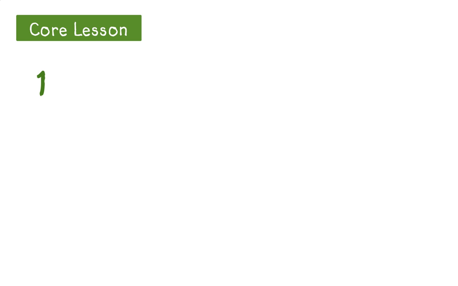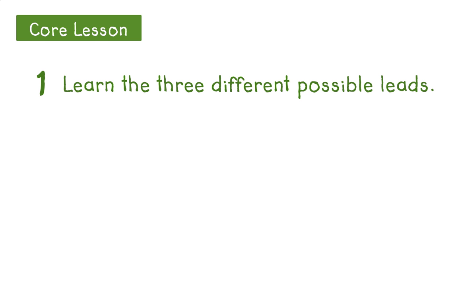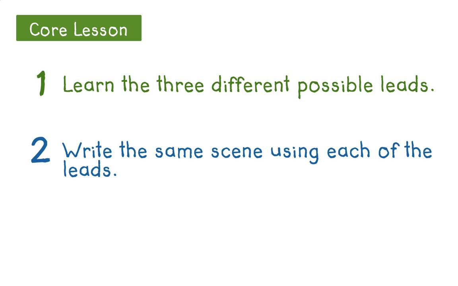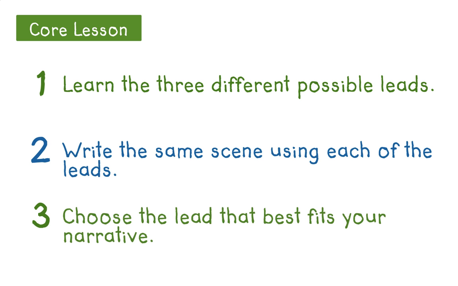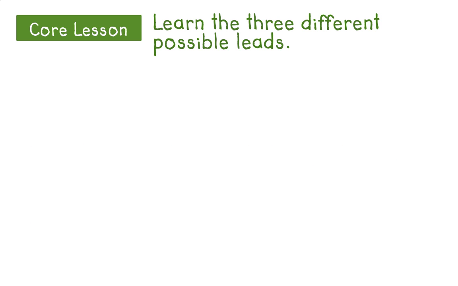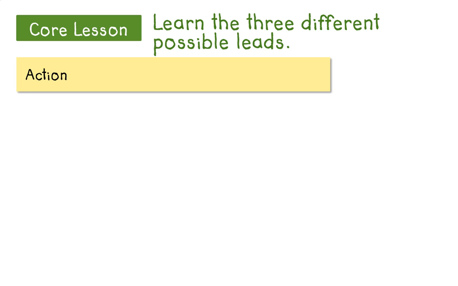We will achieve today's objective in 3 steps. First, we will learn the 3 different possible leads. Second, we will write the same scene using each of the different leads. And third, we will choose the lead that best fits the narrative we wish to write. Well, our first step is to learn the 3 possible leads for narratives, so let's do that.